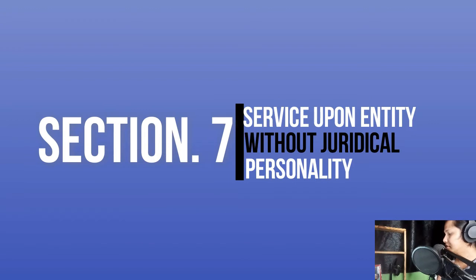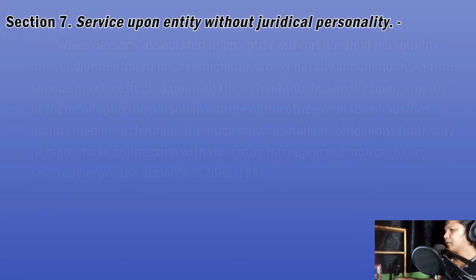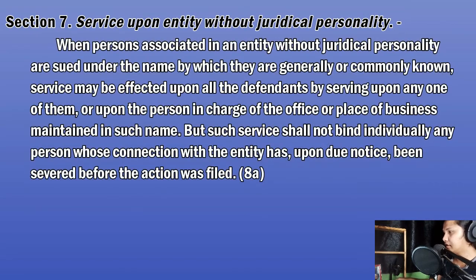Section 7. Service upon entity without juridical personality. When persons associated in an entity without juridical personality are sued under the name by which they are generally or commonly known, service may be effected upon all the defendants by serving upon any one of them, or upon the person in charge of the office or place of business maintained in such name. But such service shall not bind individually any person whose connection with the entity has, upon due notice, been severed before the action was filed.